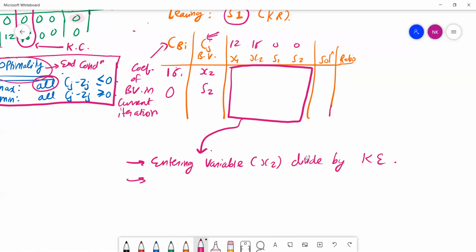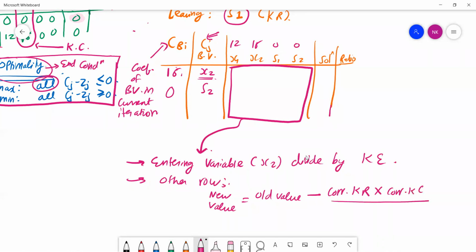And for the other row, over here we have two rows. One row is represented by this entering variable, that is X2, and the other row is S2. The formula you need to write is: your new value will be equal to old value minus corresponding key row multiplied by corresponding key column divided by key element. That's it. This is the formula that you need to implement.